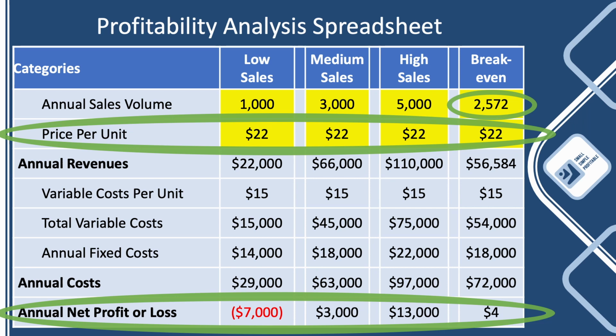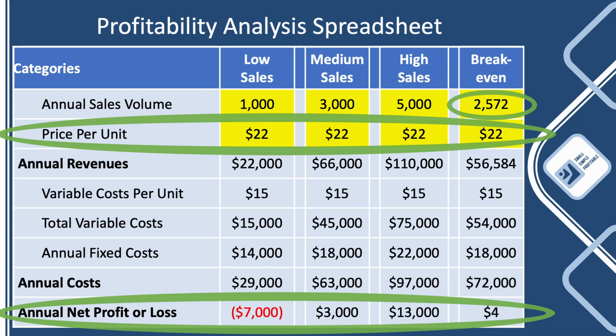Let's look at what happens to this financial model if we increase our prices from $20 an hour to $22 an hour. We'll leave the sales levels unchanged at 1,000, 3,000, and 5,000. This small price increase from $20 to $22 an hour makes a difference in the bottom row, the annual net profit or loss row.